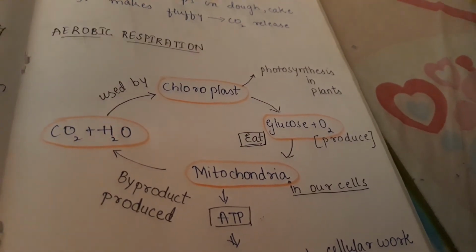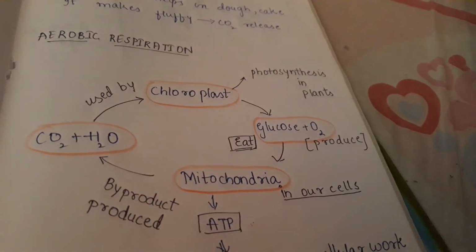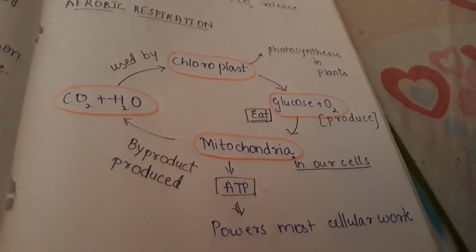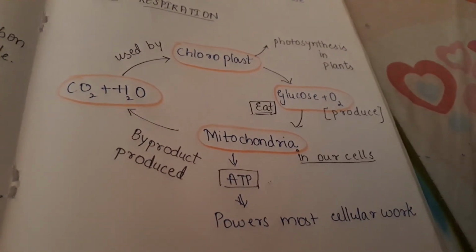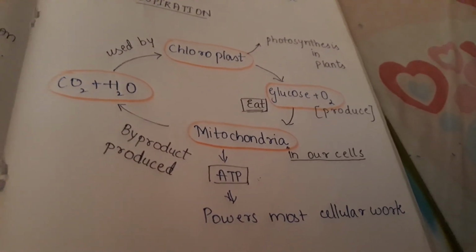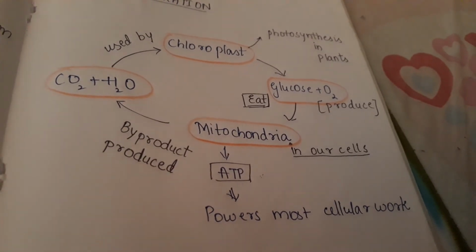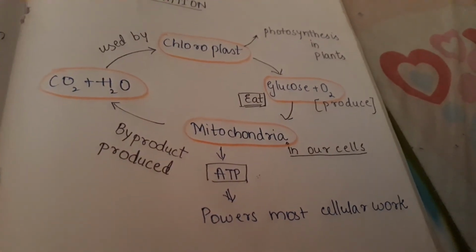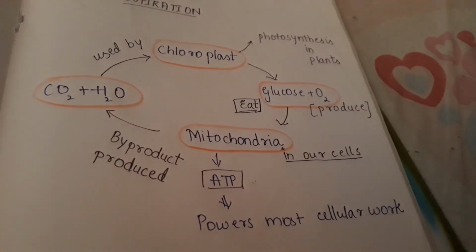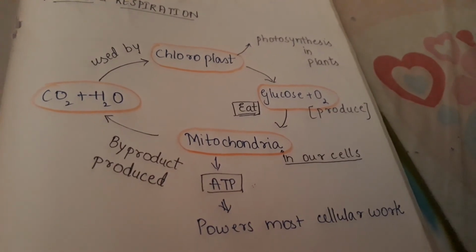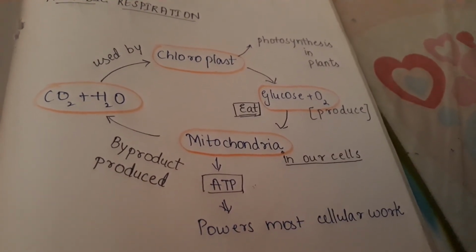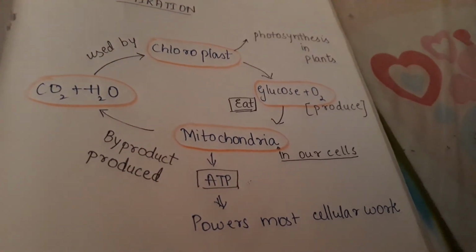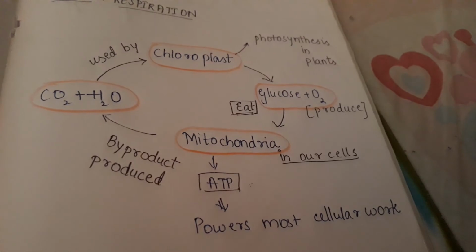Then what will happen? Through the whole process of respiration that I explained, the energy goes to the mitochondria in our cells. Then in the mitochondria, adenosine triphosphate, ATP, will be released. Whatever cellular work is done, and most other work we do, is because of this energy only. Then after the whole respiration, we release the byproduct, that is CO2 and H2O, and then this CO2 and H2O are used up again by the chloroplast. Again, this whole process continues.